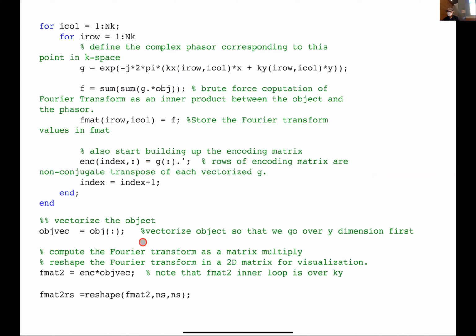Okay. And then once you're there, you can very quickly calculate the Fourier transform by just taking that matrix times your object vector. Right? So that's all that's done there. And then if you want to, you can always reshape it back to 2D. So you take things that are 2D, make them 1D, and then at the end, you can reshape them back to 2D.